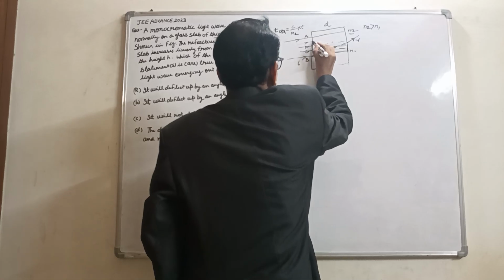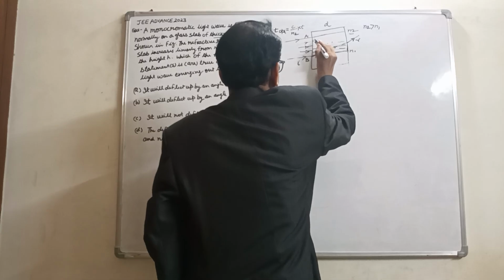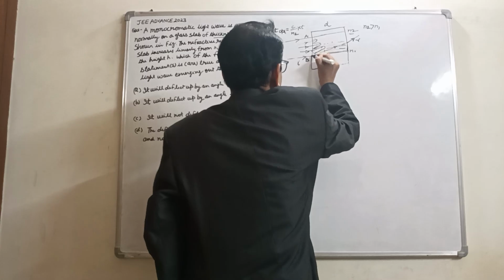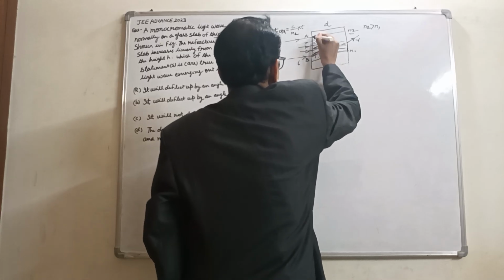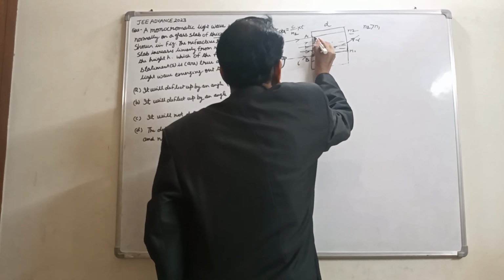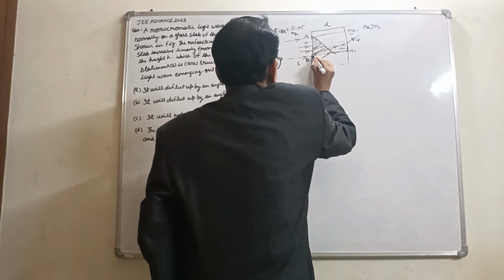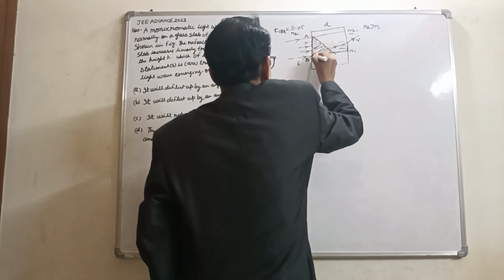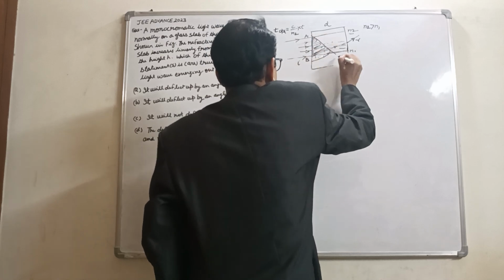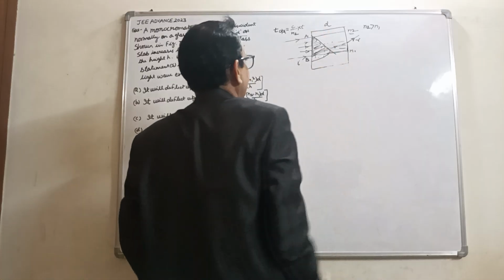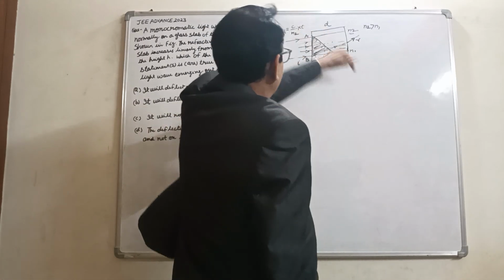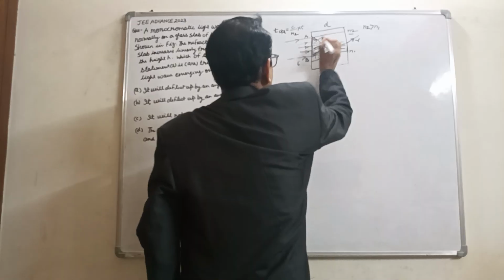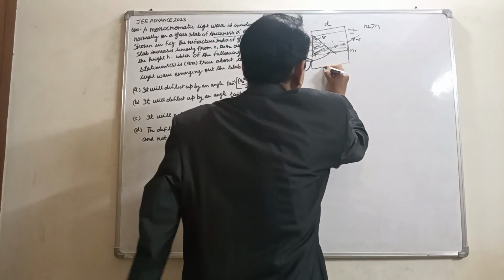So the optical path for this ray would be like this, and this is the deviation. This ray would be this type, and this ray would be this type. On drawing the tangent, we see this is the initial position of the wave front, and inside the slab the wave front would be tilted. This is the angle theta.